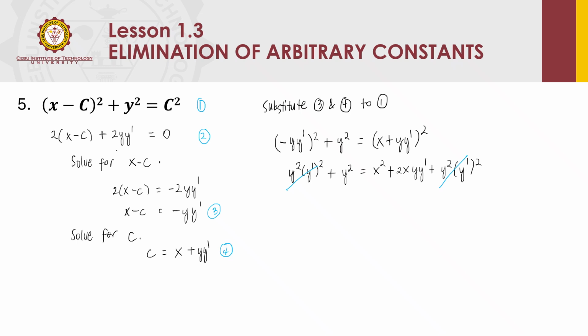And then by arranging the terms, the y prime is located here. So let's put all terms to the right side and equate to 0. So we have 2xy prime, plus x squared, minus y squared, equals 0. So no more arbitrary constant, and it's a first order DE, because we only have one arbitrary constant here.